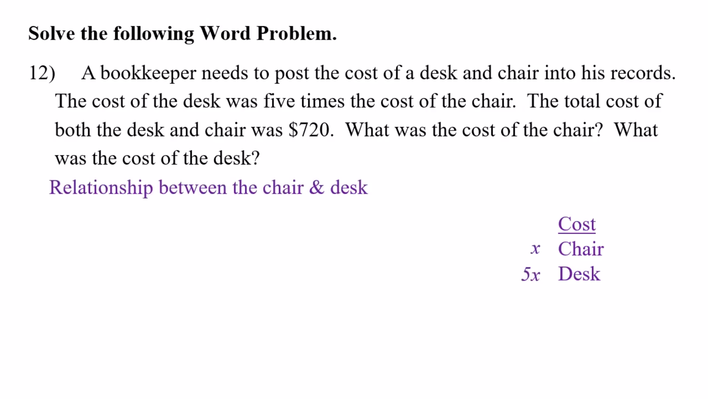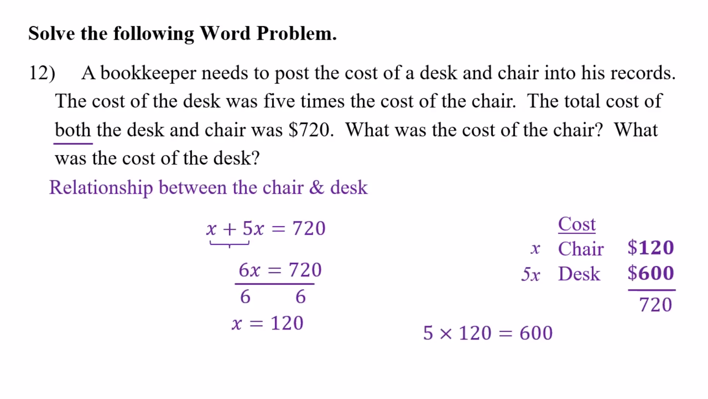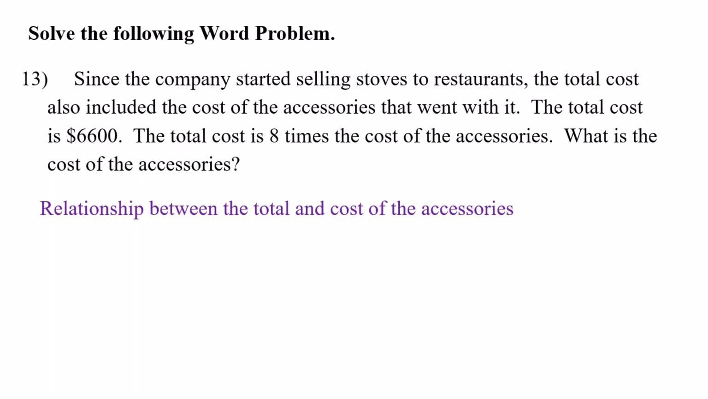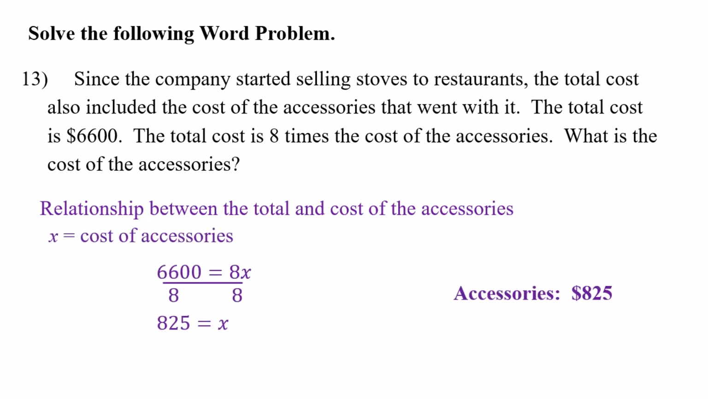For a bookkeeper calculating costs, if the desk costs 5 times the chair and together they cost $720, set up the equation x plus 5x equals 720. Solving, the chair costs $120 and the desk $600. When calculating costs, if the total cost is 8 times the accessories and the total is $6,600, we let the unknown, the one not described in terms of anything, be x. Set up the equation 6600 equals 8x. Solving this, we get the accessories cost $825.